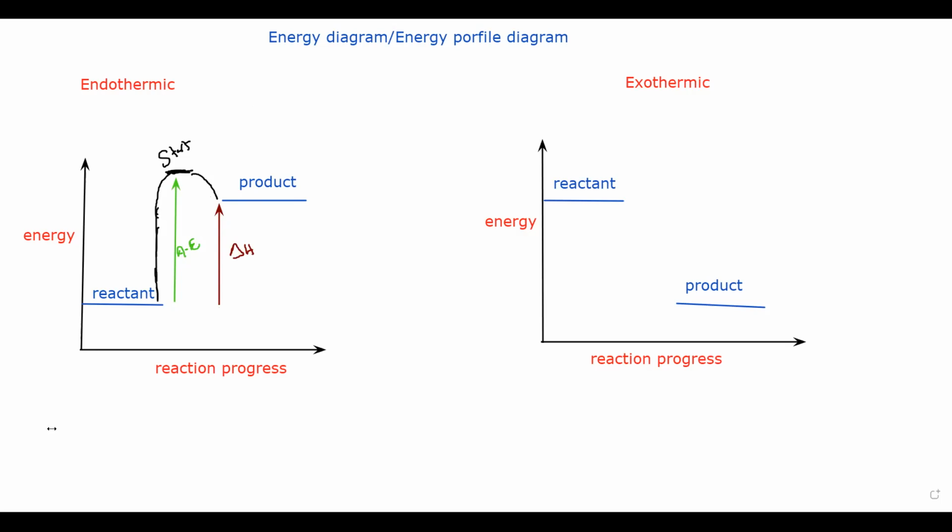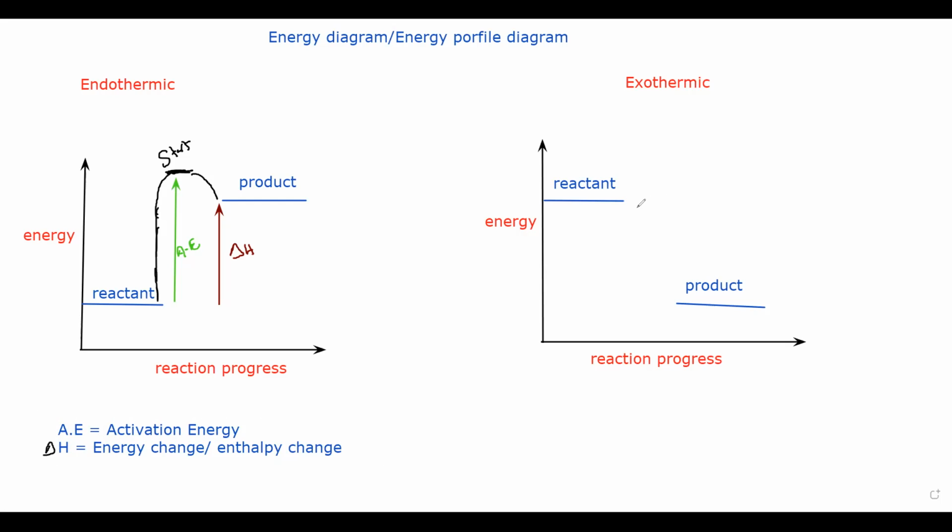So AE refers to activation energy. This is the energy at which the reaction starts, and the delta H represents the energy change, or scientifically we use the term enthalpy change. So these are the terms used for the energy difference between the reactant and product.